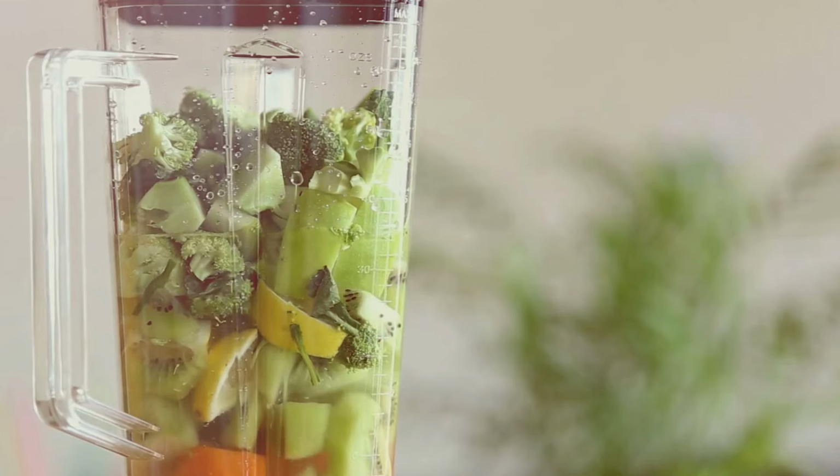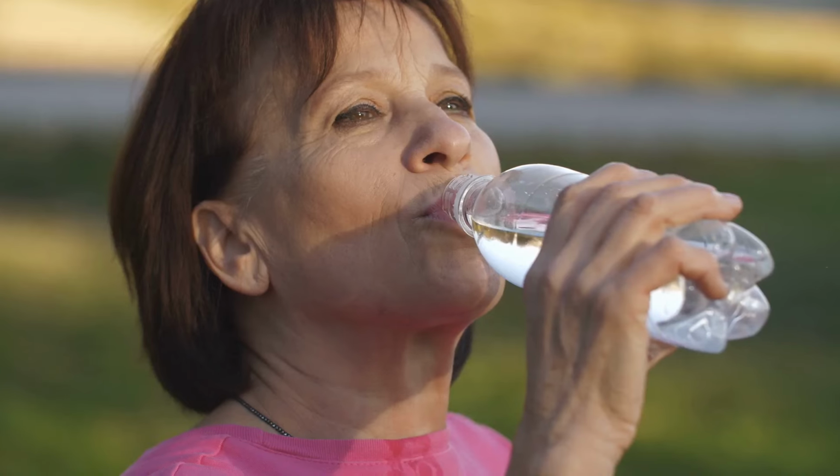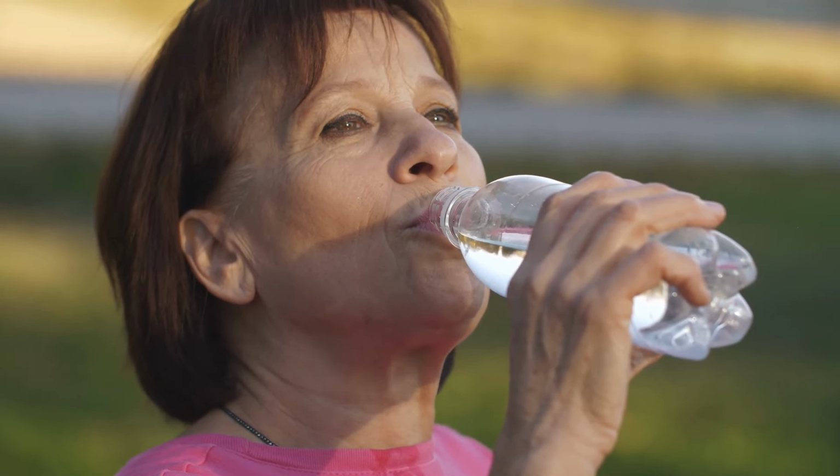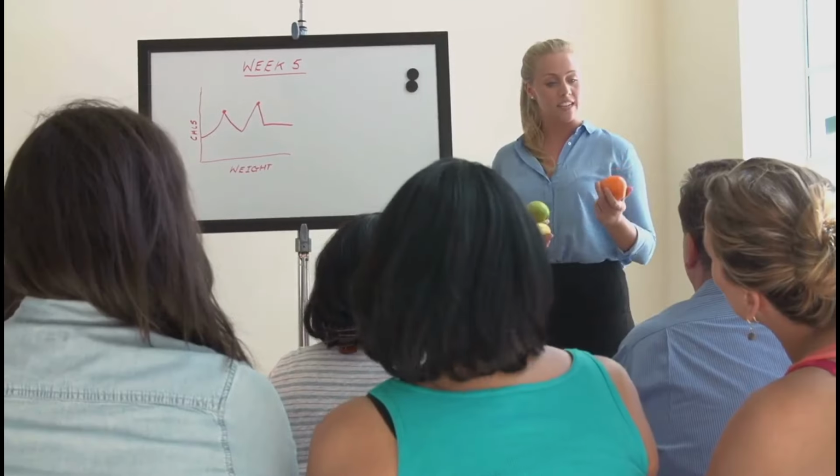Aim to color your plate with a variety of colors, which usually means a range of different vitamins and minerals. Don't forget to hydrate adequately by drinking water throughout the day. Now let's look at a case study on planning a balanced meal.